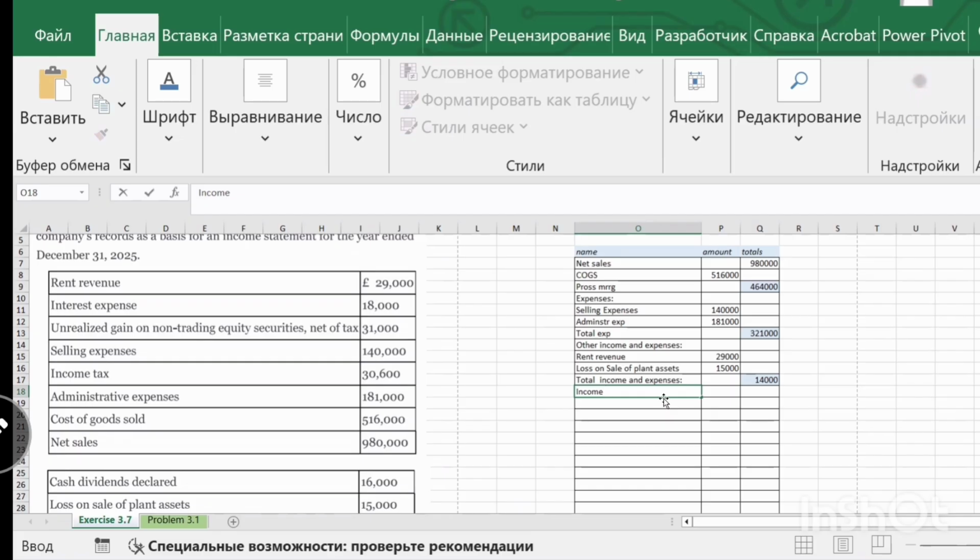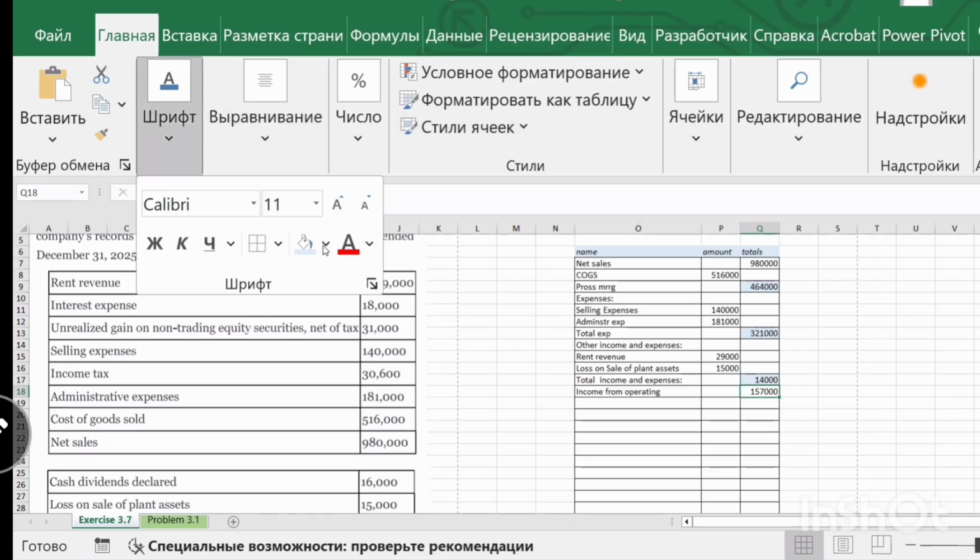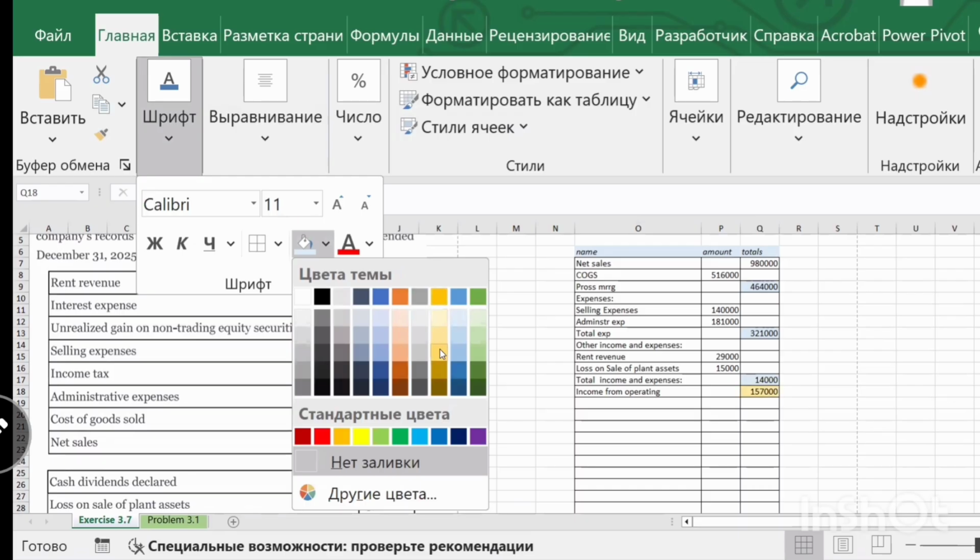And our income from operating is equal to gross profit minus total expenses plus total other income and expenses. So it's our income from operating, 157,000.